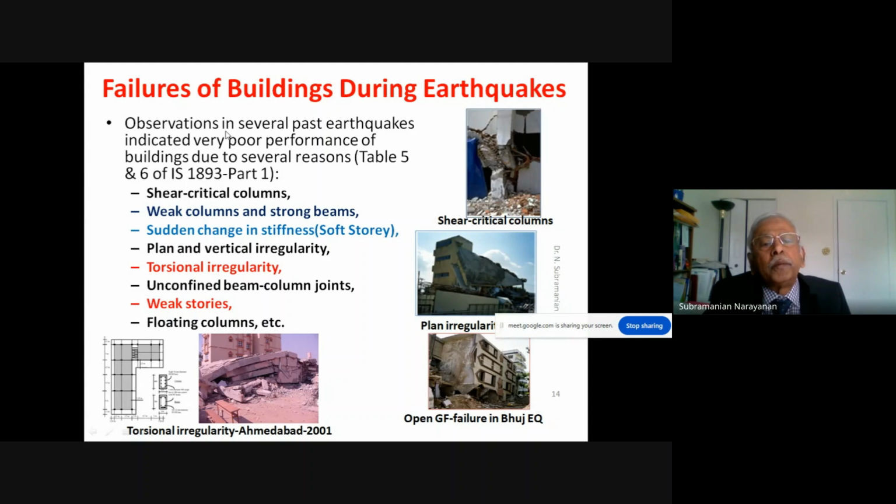So observations in several past earthquakes indicated very poor performance of buildings due to several reasons. Those reasons are shear critical columns, weak columns and strong beams, sudden change in stiffness, soft story, plan and vertical irregularity, torsional irregularity, unconfined beam column joints, weak stories, floating columns, etc. So I have shown some of these failures here. This is shear critical column, plan irregularity, open ground floor failure, that is soft column, soft story, and this is torsional irregularity because of an L-shaped building.